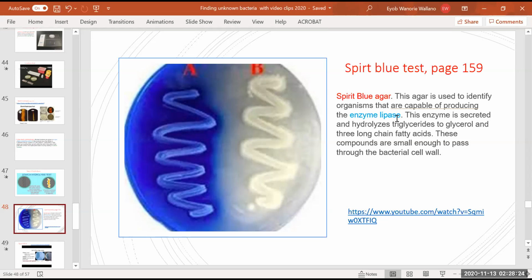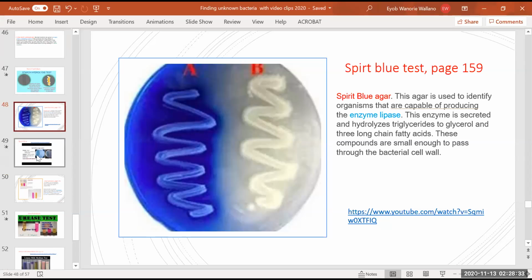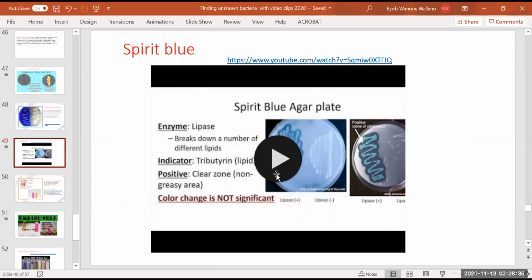So that lipase is a virulence factor of that microorganism, which is emulsifying certain fats in the media also. Now look, here you have the media, an agar plate, and here it is going to change bluish, because that bacteria has lipase breaking down the structure. That's why it is going to change the color. Very interesting. So that is the spirit blue agar plate, we call it.